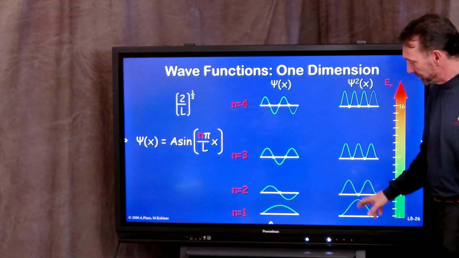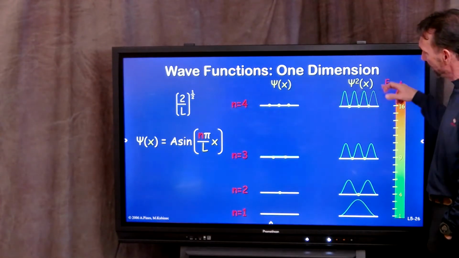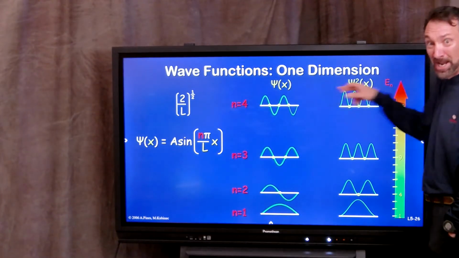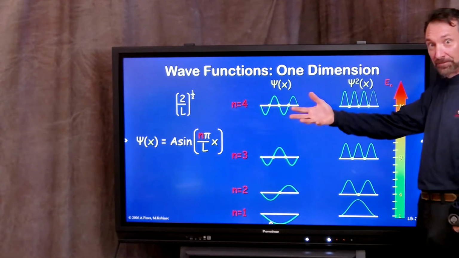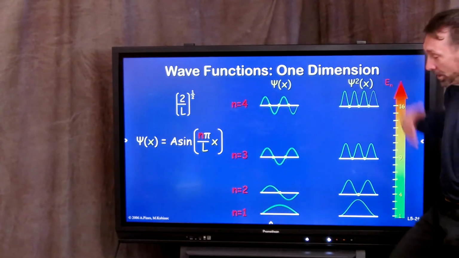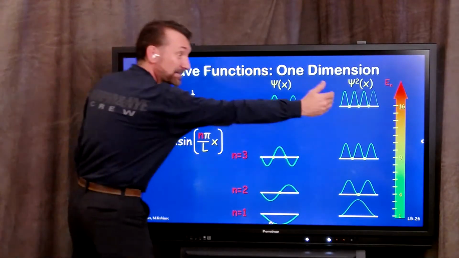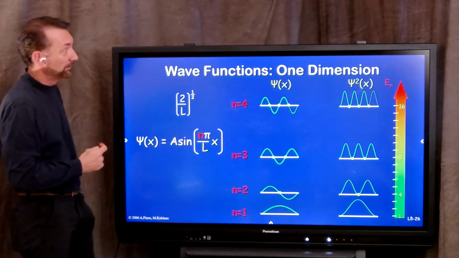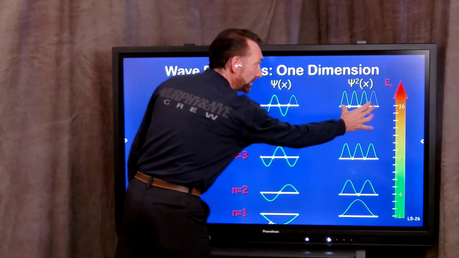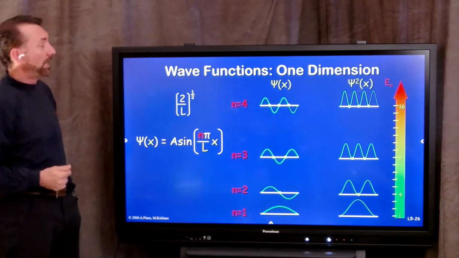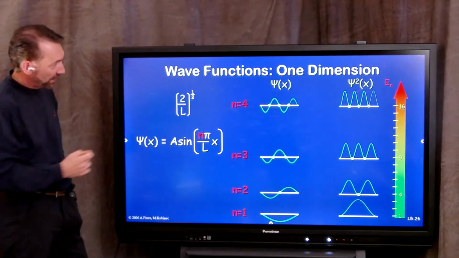Relatively narrow, constrained position here, but you go to a higher energy, and I'm likely to find it spread out in the box. And that's a result of the uncertainty principle. I'm going to higher energy, so I'm going to less certainty in the position, spreading out as I go to higher energy, constraining the momentum.